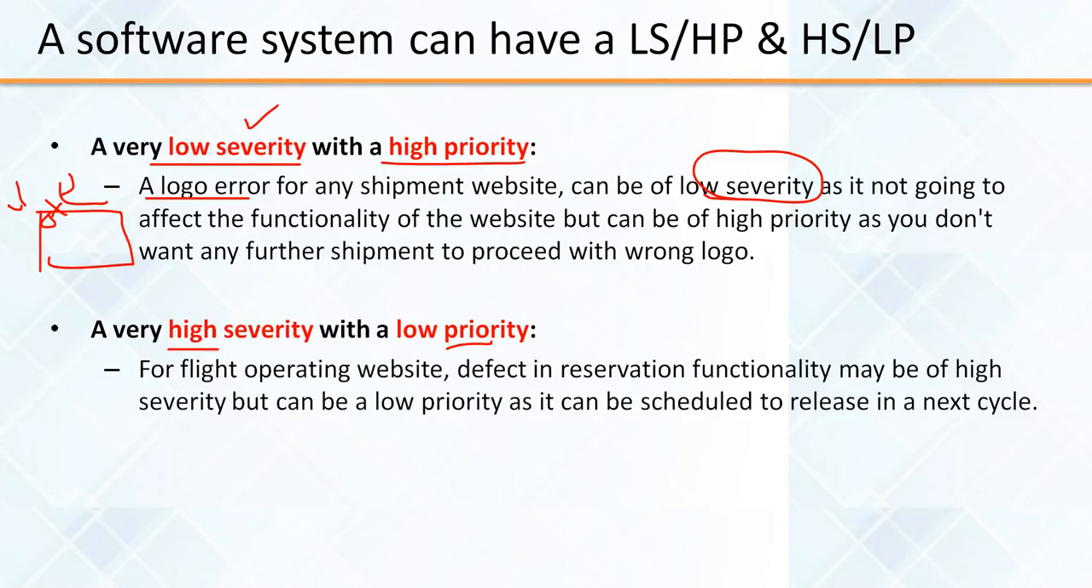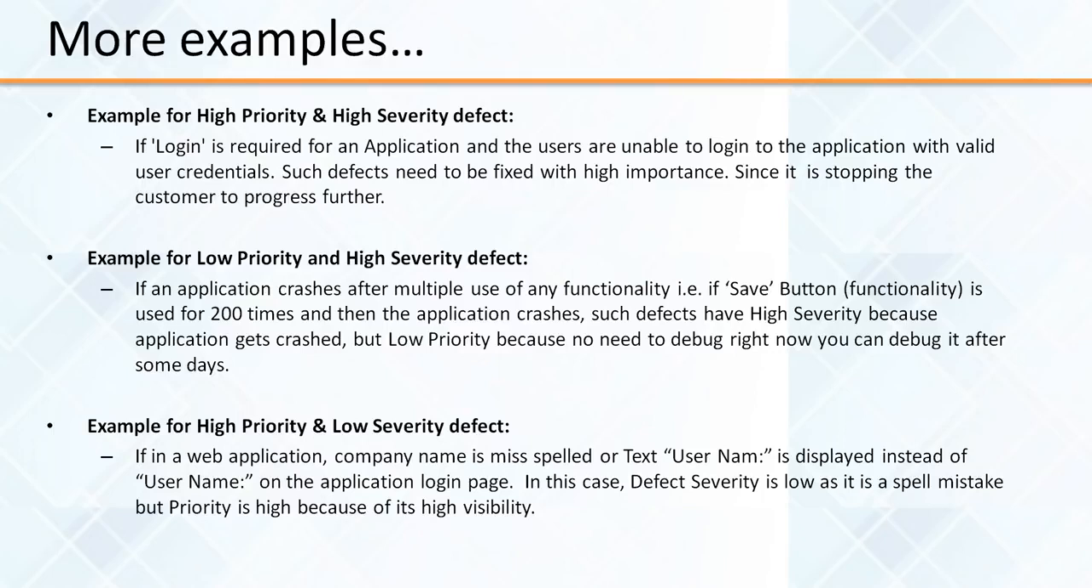Similarly, I have given more examples here: high priority and high severity, low priority and high severity, high priority and low severity. There are n number of examples I have given. So just go through all these examples and you will easily understand this. I'm not going in depth again. Everything is very clear, just read this text. For the interview perspective, these are all examples. If you remember one or two examples, you can easily explain this concept.